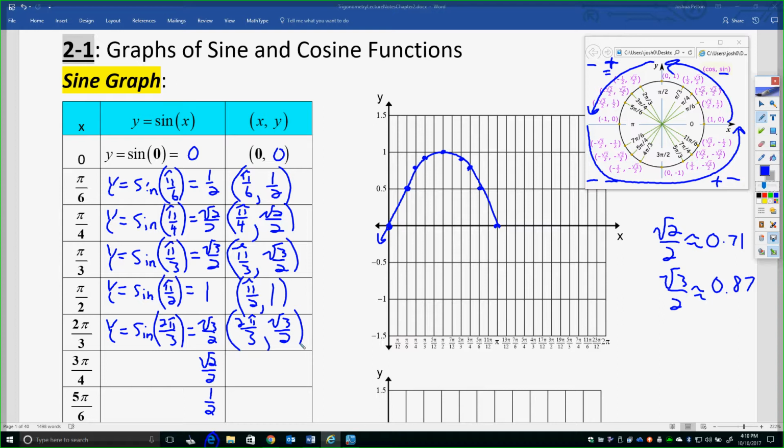Let's see, what's the next one here? 3 pi over 4, and root 2 over 2, and 5 pi over 6, 1/2. And the last one, of course, is 6 pi over 6, or pi, which is going to be the 0. So we're going to end at 2 pi. 2 pi and 0 are the same. And at 3 pi over 2, we're going to be at negative 1. And you can approximate the other points.